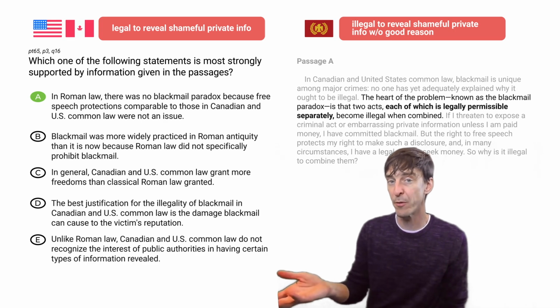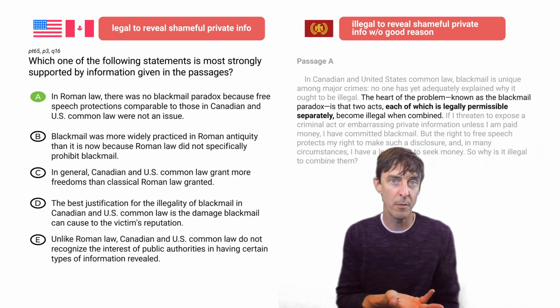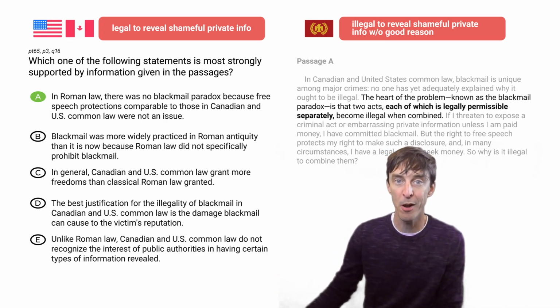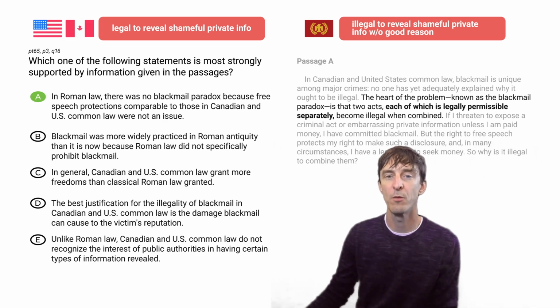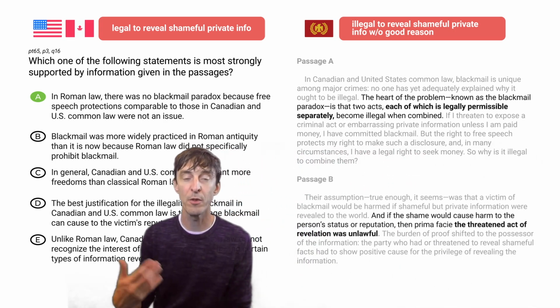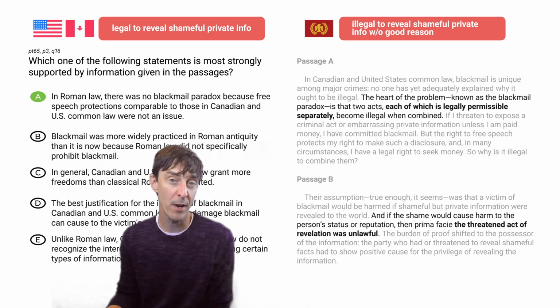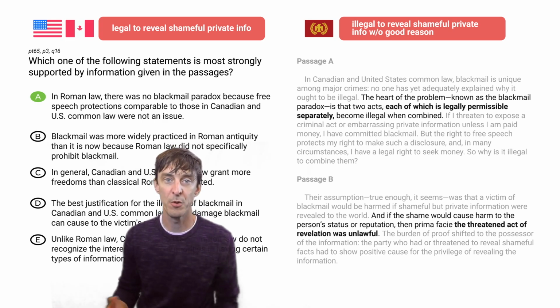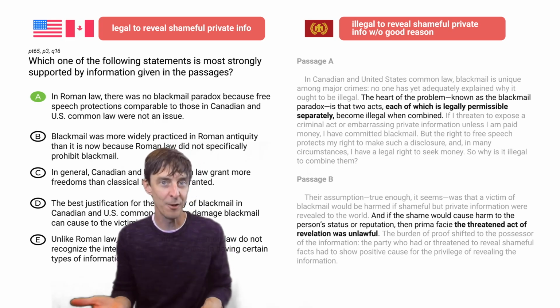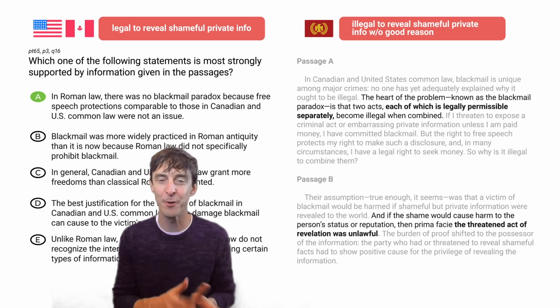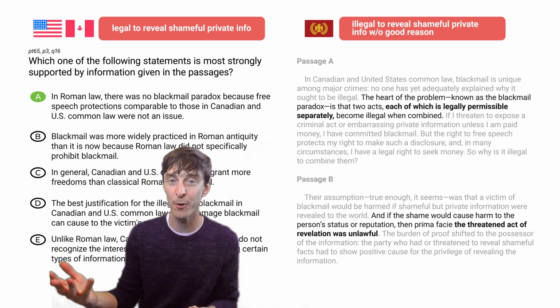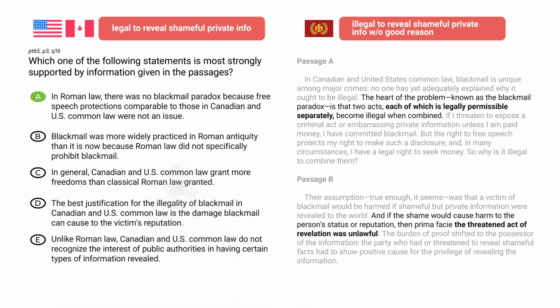I can charge someone for a service. I can reveal an embarrassing secret about someone. Free speech, bro. Whereas in Roman law, you're not allowed to reveal someone's harmful secret or even threaten to reveal it. So there is no paradox. It's not legal separately. It's already illegal just on its own. Whether you charge money for it or not, it's illegal.